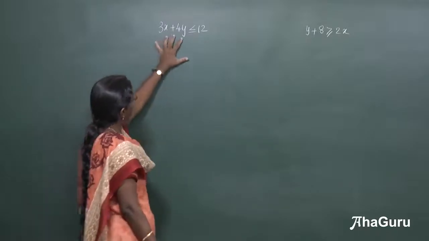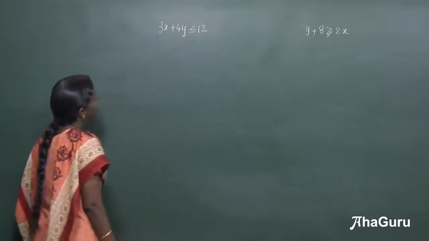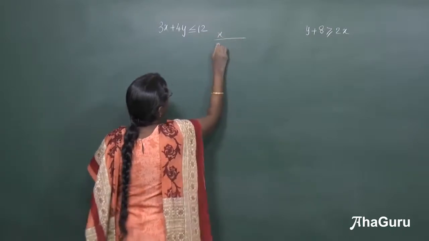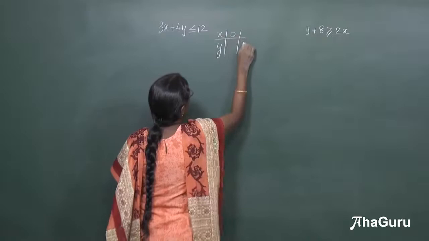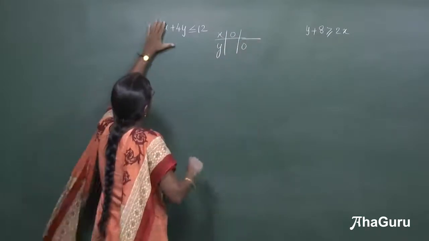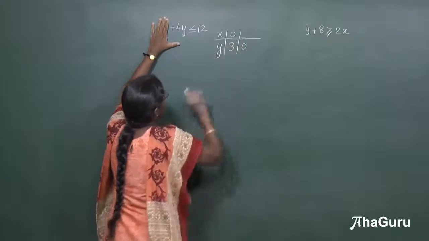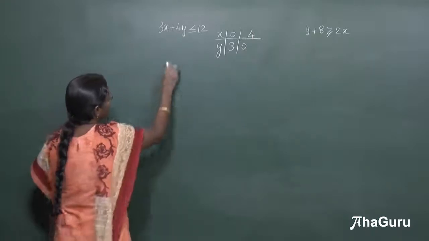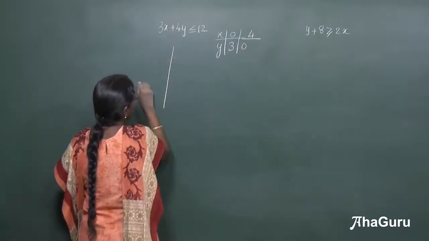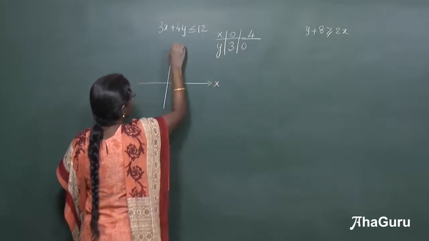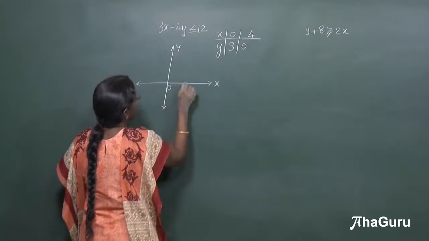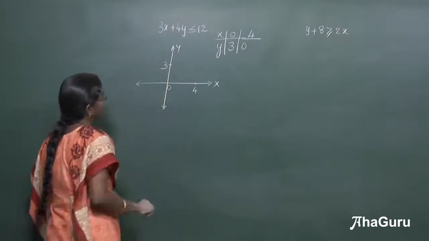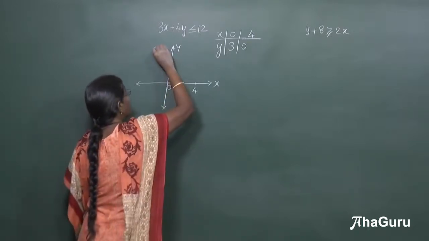We have to find out all points x comma y which satisfy this inequality 3x plus 4y is less than or equal to 12. Now to draw this, we will find out what are the points where it cuts the x axis and the y axis. When x is 0, you get y is equal to 3, correct? And when y is 0, x is equal to 4. Now take a proper scale in the graph sheet. The line cuts the x axis at 4 and it cuts the y axis at 3, right? Now just join these 2 points.